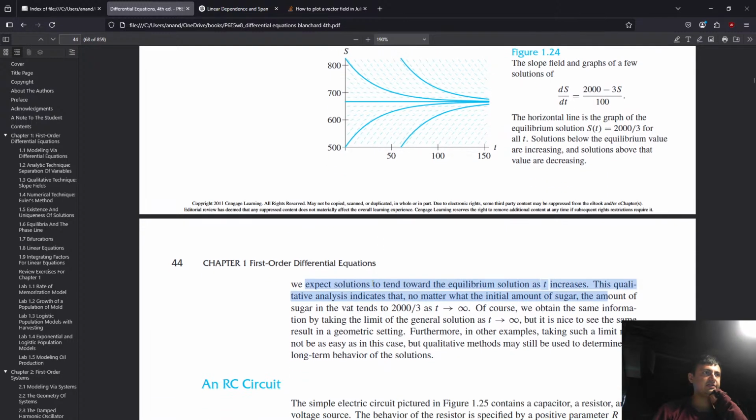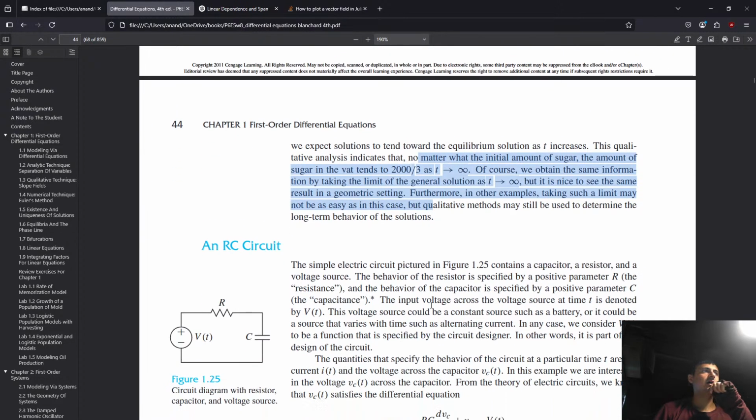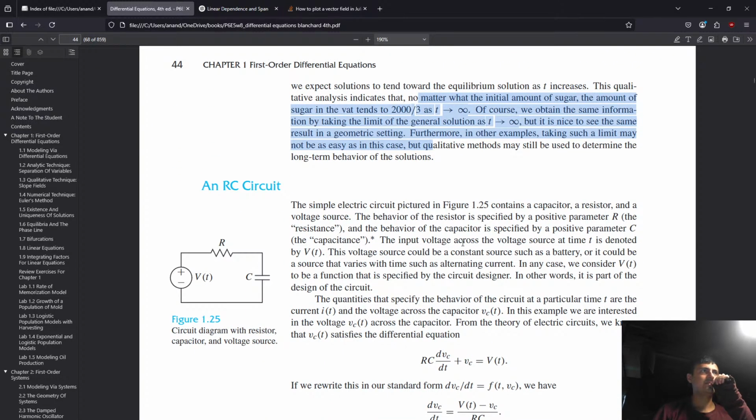This qualitative analysis indicates that no matter what our initial amount of sugar, the amount of sugar in the vat tends to that amount as t goes to infinity. Of course, we attain the same information by taking the limit of the general solution as t goes to infinity, but it is nice to see the same result in a geometric setting. Furthermore, as in other examples, taking such a limit may not be as easy as in this case. But qualitative methods still may be used to determine the long-term behavior of solutions. Okay.